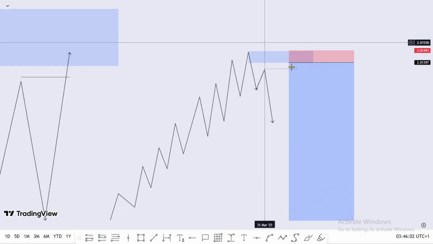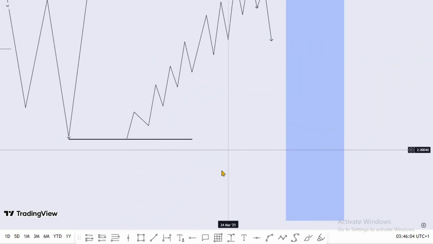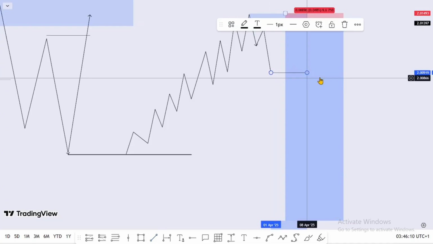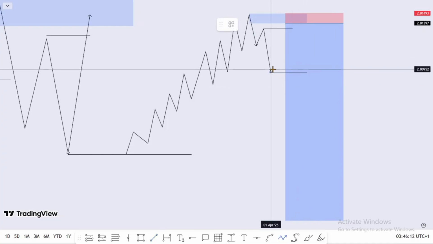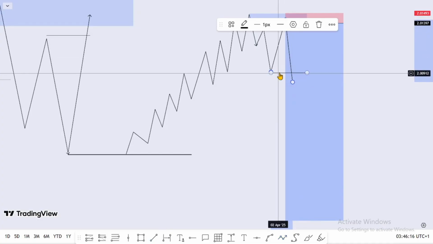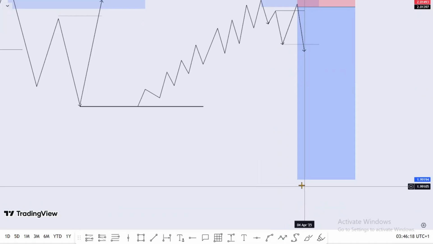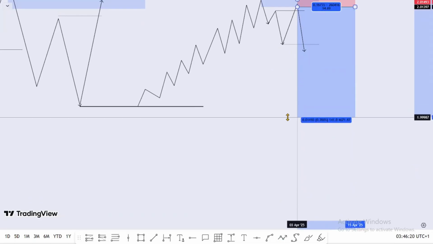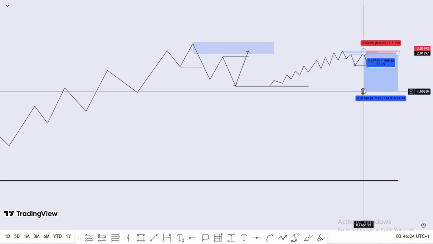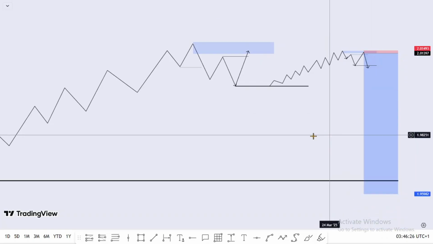And then where will be our take profit? There are different take profits. This is our lower time frame draw on liquidity, because this way we're expecting price to break. We're expecting price to do something like this, take out this liquidity and break structure. So this one you have here is our lower time frame draw on liquidity. This one is our intermediate time frame draw on liquidity. And this one down here is our higher time frame draw on liquidity.